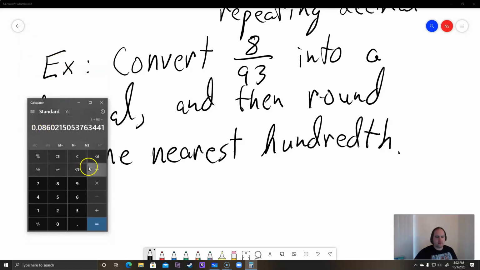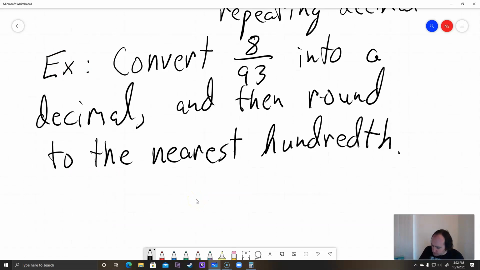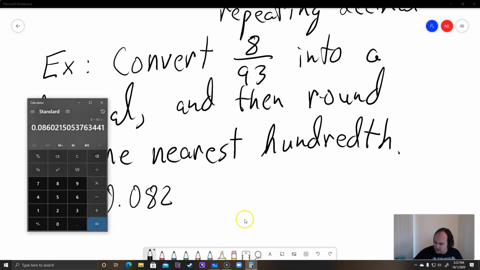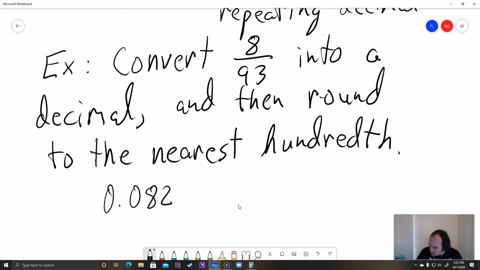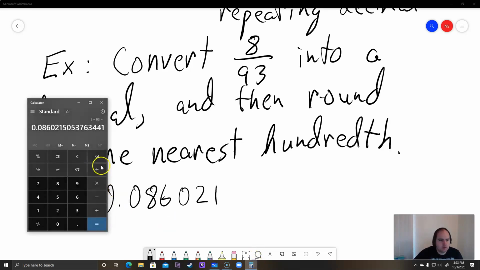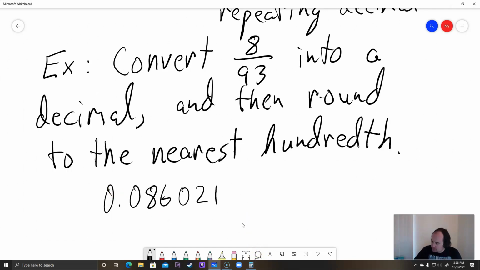So it's like 0.086021, etc. And it just keeps going. 505,376, etc. I'll just put a ... to show that it goes forever.